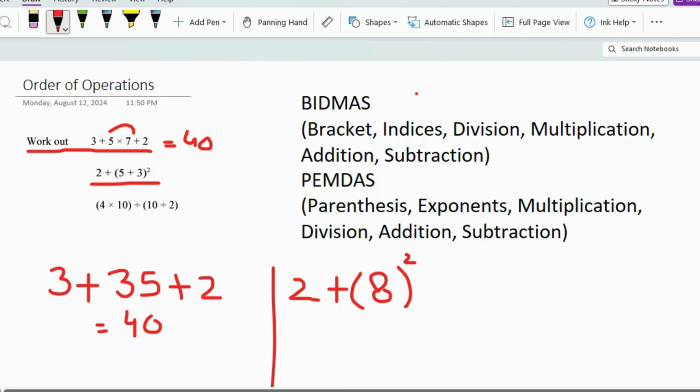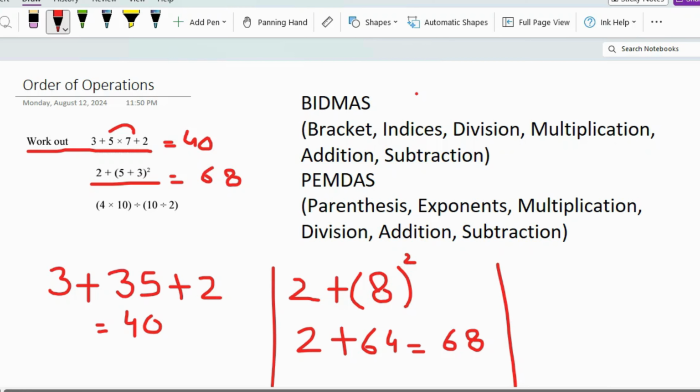So it's going to become 2 plus 8 times 8, which is 64. 64 plus 2 would be 68. So the answer for this one is 68. Moving on to the next question.